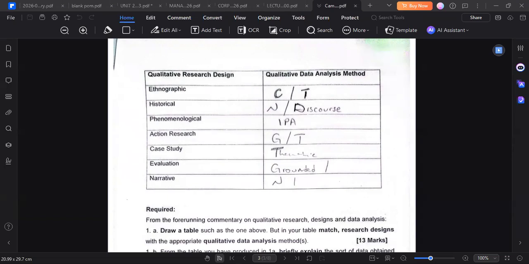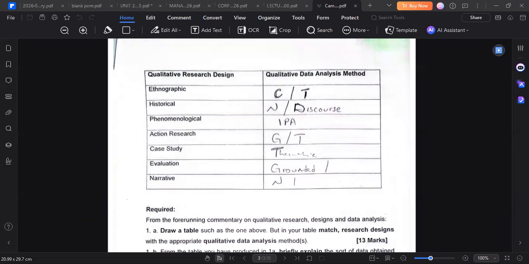How about phenomenological? I said you can use what? Phenomenological analysis itself, interpretive phenomenological analysis. Like case study, what type of analysis is used in case study? We use thematic analysis or case within a case or cross analysis. Evaluation, content analysis, and what? Thematic analysis. Narrative, we use the narrative analysis.